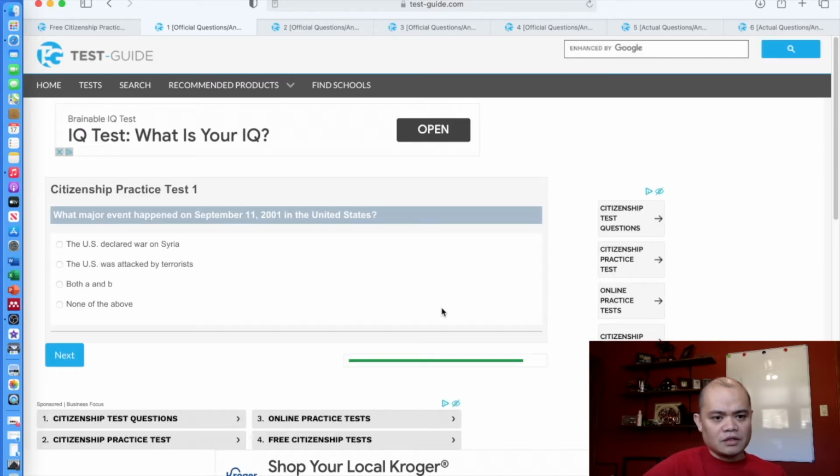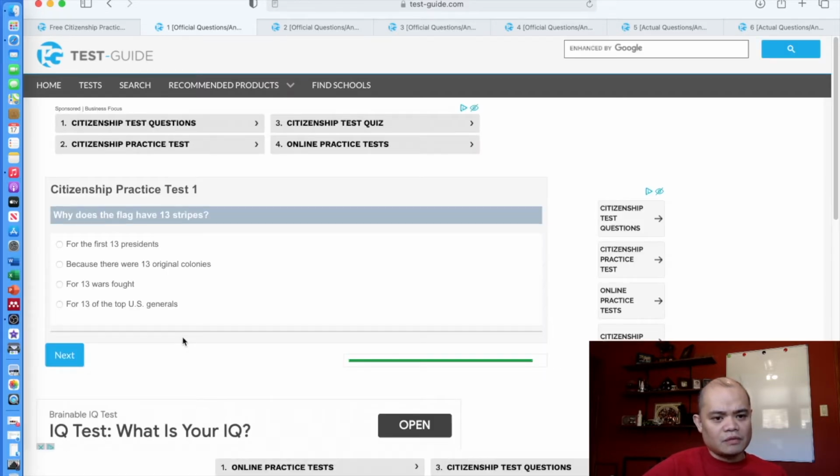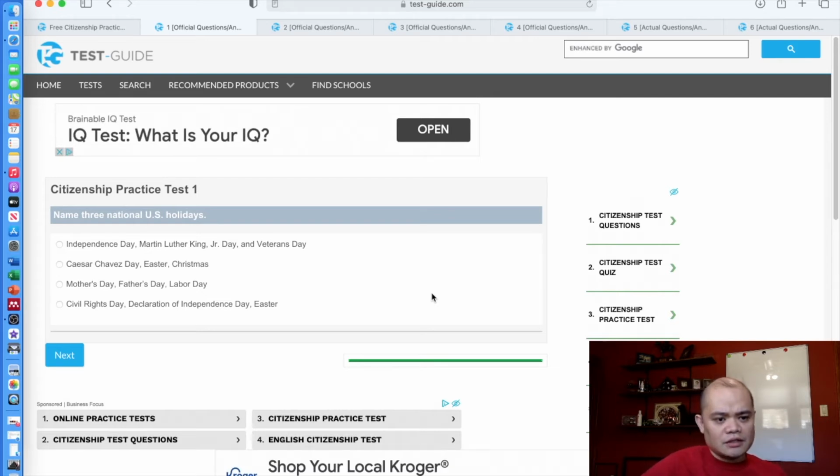What major event happened on September 11, 2001 in the United States? The U.S. declared war on Syria. The U.S. was attacked by terrorists. Both A and B. The U.S. was attacked by terrorists. Why does the flag have 13 stripes? It has something to do with the colonies, because there were 13 original colonies. Okay. Name 3 national U.S. holidays. Independence Day, Martin Luther King Jr. Day, and Veterans Day. Yeah, that's it.